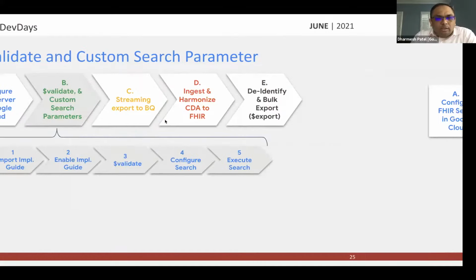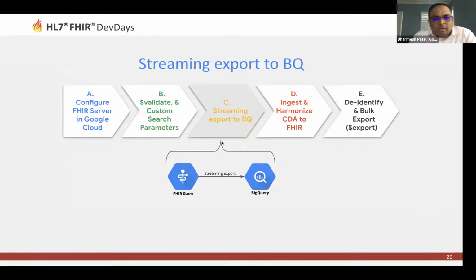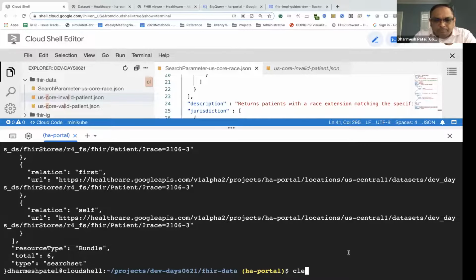Let's look at the third part, which is the streaming export to BigQuery. And this is another configuration on the FHIR store or FHIR server, where we are indicating that, hey, FHIR store, whenever you get any mutation on it, any create, update, delete transaction that happens on the store, you write that to a BigQuery dataset. And BigQuery is more SQL-like. It's a data warehouse, so you can have SQL-like access to your FHIR data. So let's look at that now.